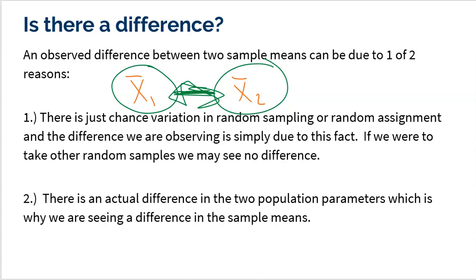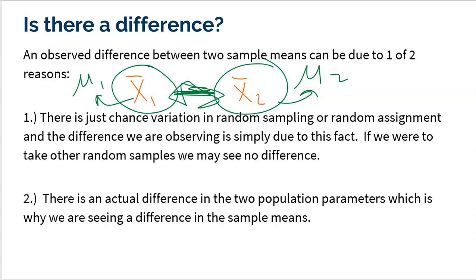Or maybe these two samples are different because there really is a difference between the two population parameters. There really is a difference between mu1 and mu2. There's really a difference. Hence why there's really a difference between the samples. Because remember, a sample should reflect its population. A sample should reflect its population. So maybe I'm seeing such a difference between these two numbers because there really is a difference between their populations.